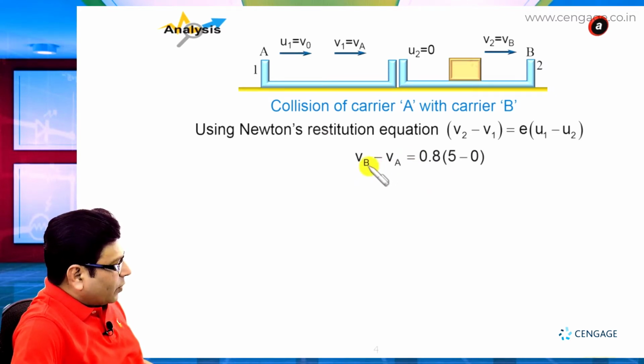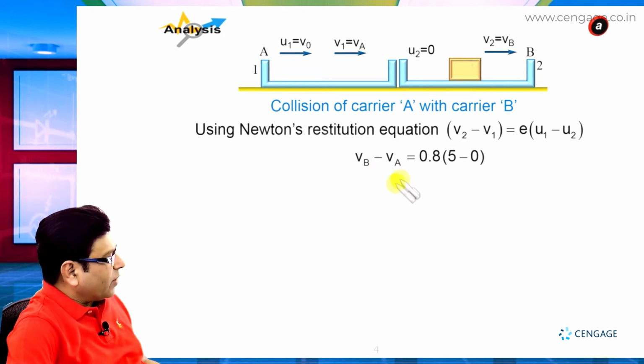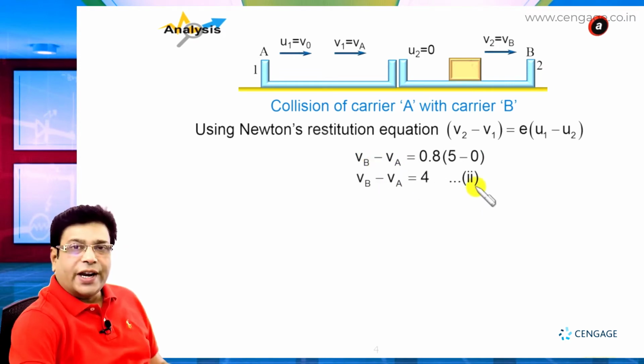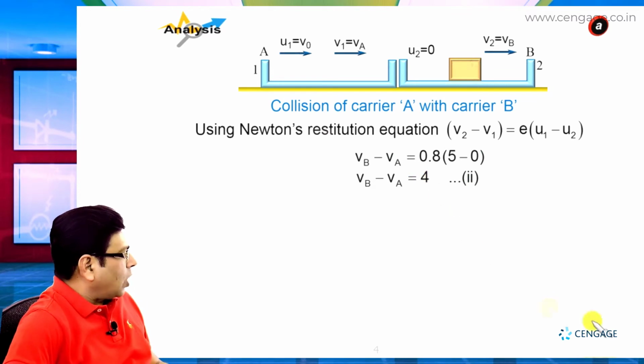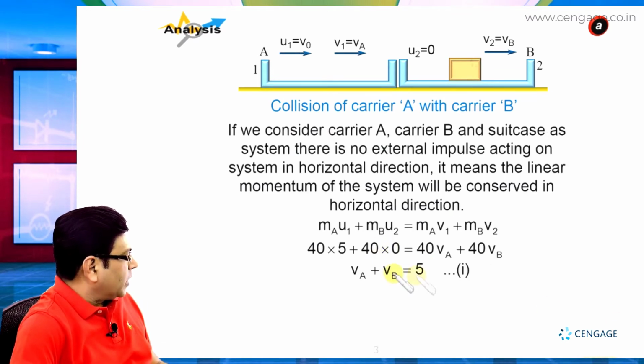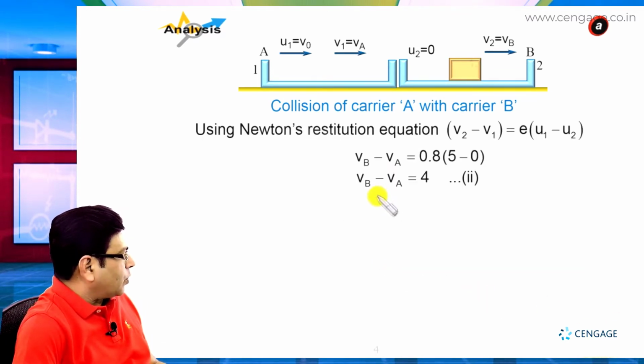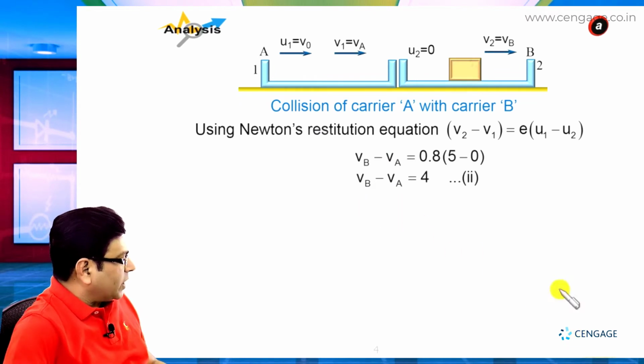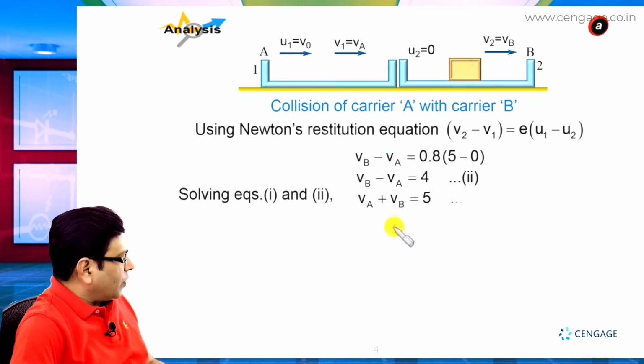We can observe here we are again getting one more linear equation in terms of Va and Vb. This is the second equation. So let us solve equation number 1 and equation number 2. Let us write equation number 1 here. So this is the equation number 1.